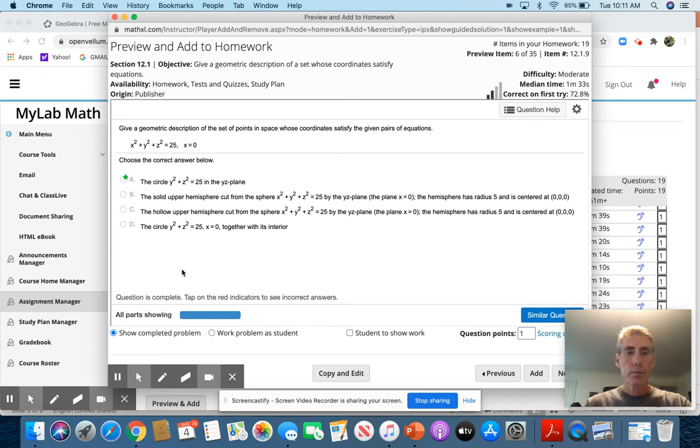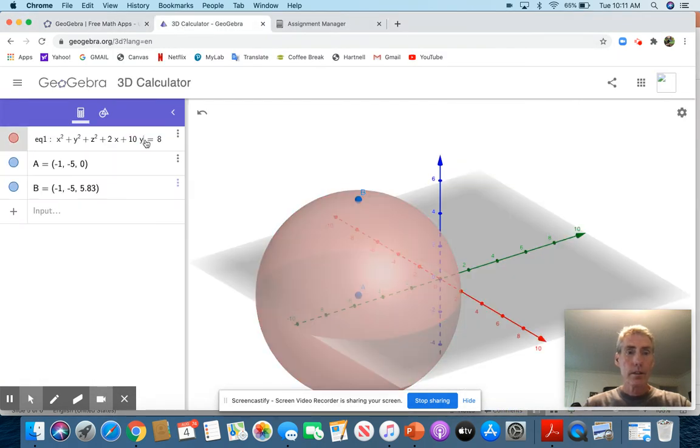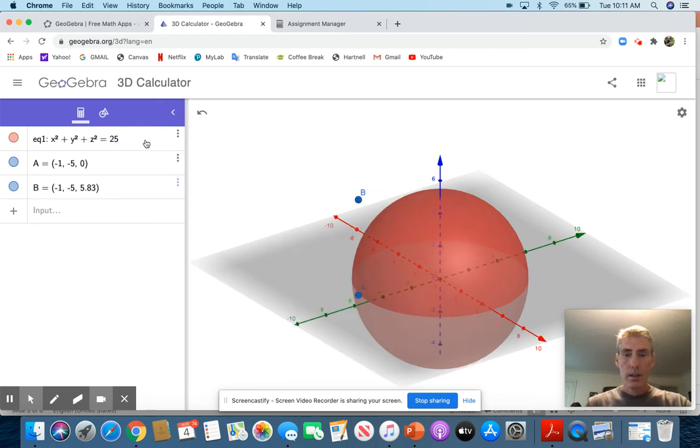Give a geometric description of the points in space whose coordinates satisfy this equation. X squared plus y squared plus z squared equals 25. That's pretty easy. That's a sphere, and the radius is 5. But they also say x equals 0. So x equals 0, what's that? Well, what I can do is I can even use this one and just keep the x squared plus y squared plus z squared, change this to 25. That is now a sphere of radius 5. Delete this, delete this. And then they said also x equals 0.